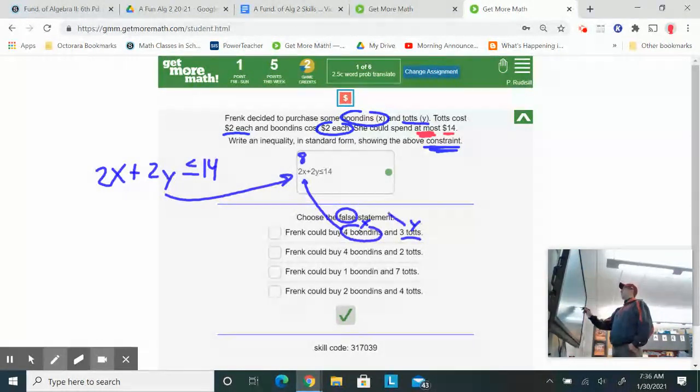And 3 would be the y's. 2 times 3 is 6. 8 plus 6 is 14. Less than, no, but it can be equal to. So that one would work. We don't want that. We want a false statement.